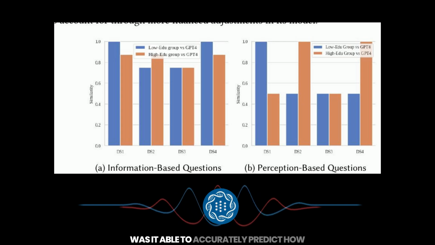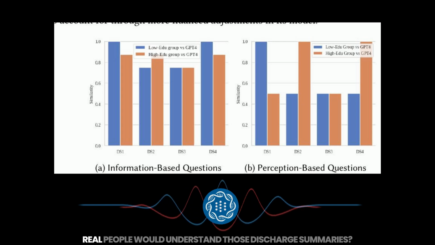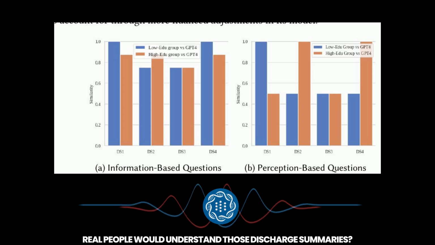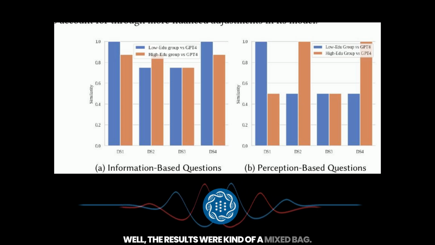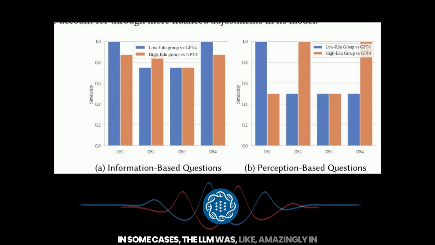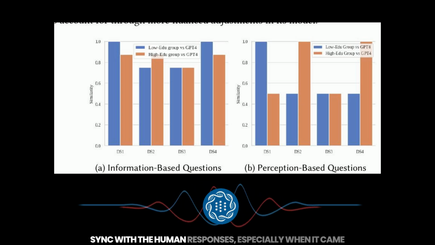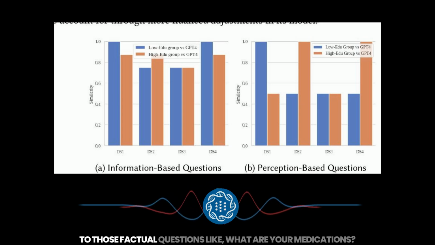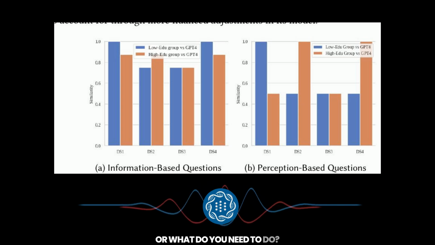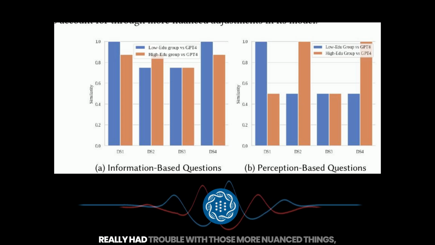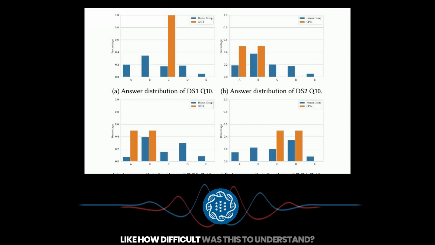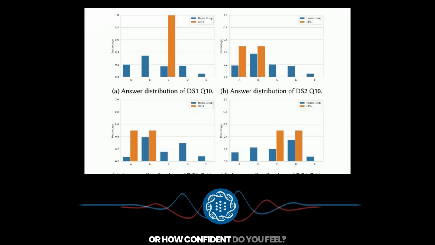So how did it do? Was it able to accurately predict how real people would understand those discharge summaries? I'm dying to know. Well, the results were kind of a mixed bag. In some cases, the LLM was amazingly in sync with the human responses, especially when it came to those factual questions like, what are your medications or what do you need to do? But like we already talked about, it really had trouble with the more nuanced things like how difficult was this to understand or how confident do you feel?